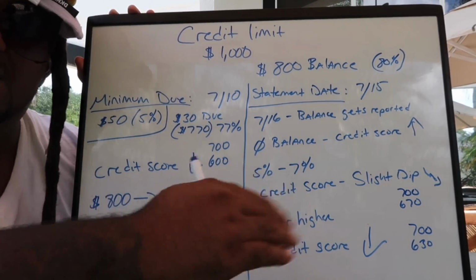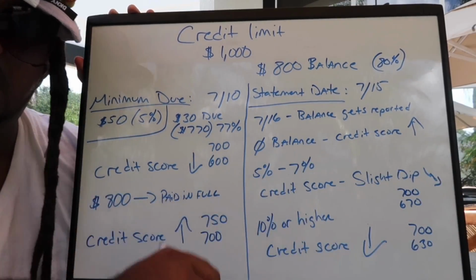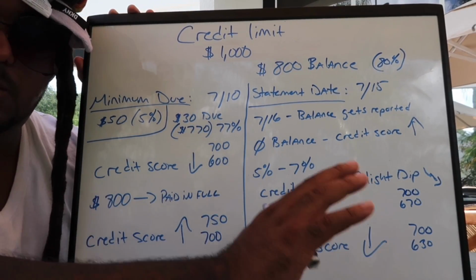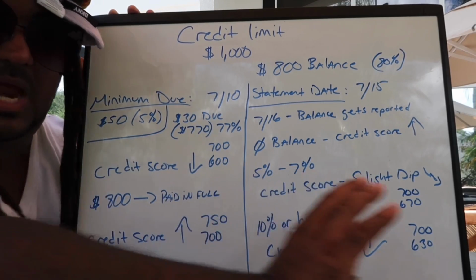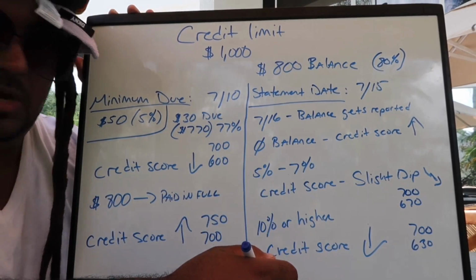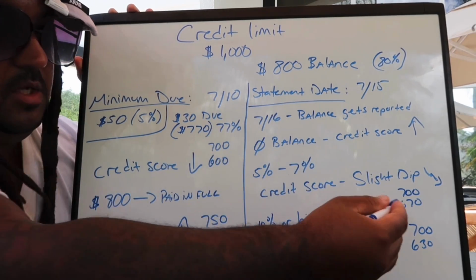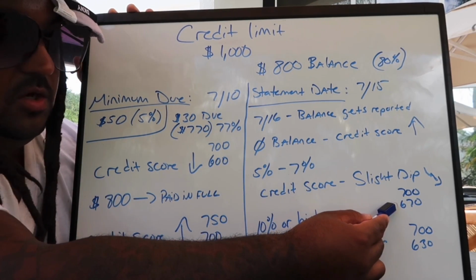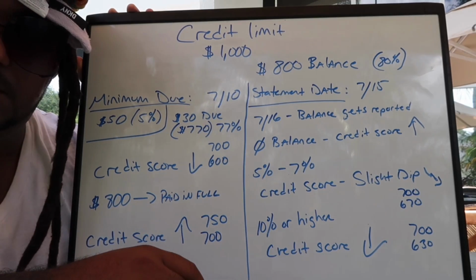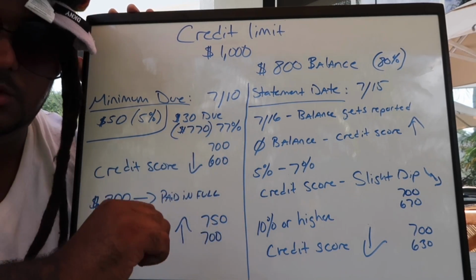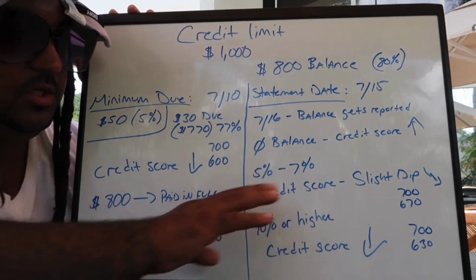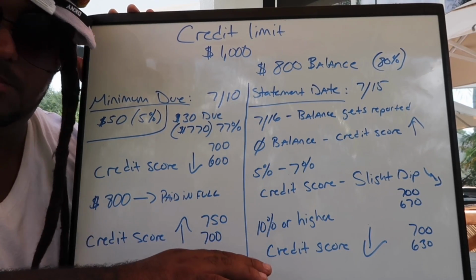If you have a balance and you let 5 or 7%, which is about $50 to $70, report out on the 16th, your score will just dip a little bit, just a slight dip. So if you had a 700, you might drop down to a 670. Just a little dip, because you've only utilized 5 to 7%.